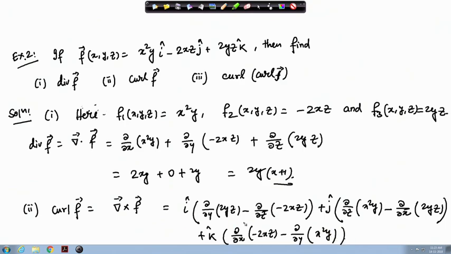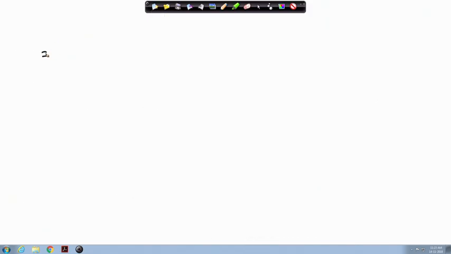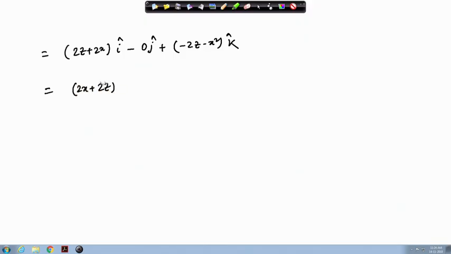Now, doing these partial derivatives is very simple, and I leave that task up to the students. So, here at the end you will basically obtain your answer as (2z + 2x) times i minus 0 component of j plus minus of (2z minus x square) times k. So, ultimately we will obtain 2x plus 2z, or we can take this 2 common: 2 times i minus of (x square plus 2z) k. So, this is our required curl of f.